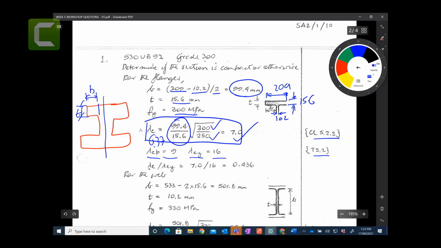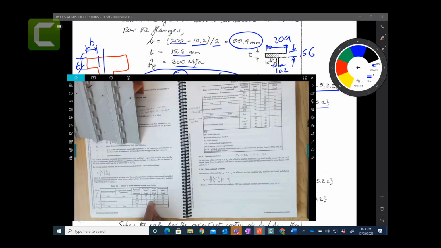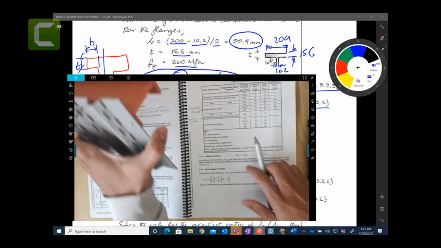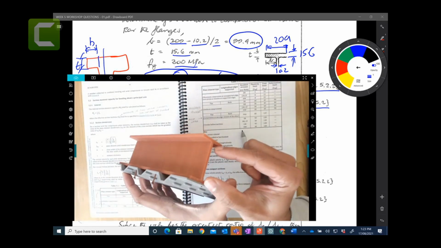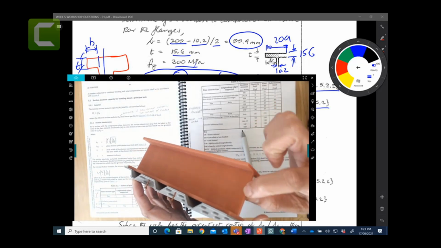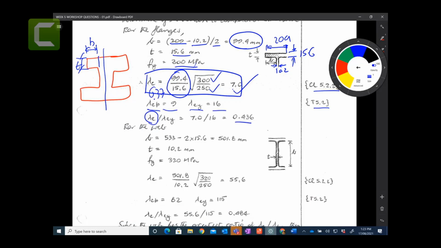So if you take a ratio of lambda E over lambda EY, which is 7 divided by 16, you get 0.4. Now we do the same thing for web. Same thing for web, meaning you can have this B on T ratio, and that is your web, that is your B, that is from this corner to this, and this is your thickness. So you can find it out from our OneSteel tables as well.